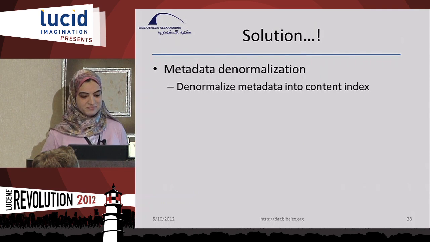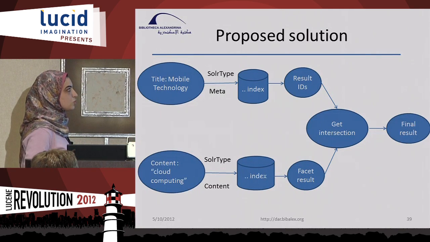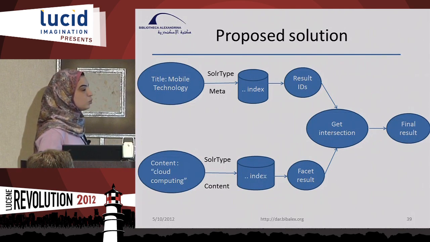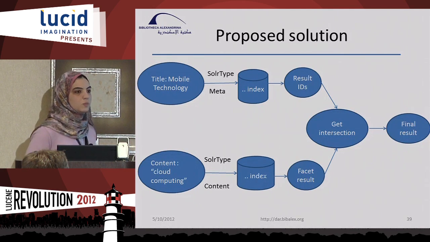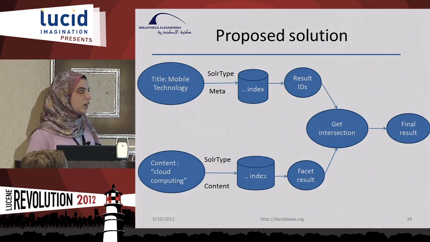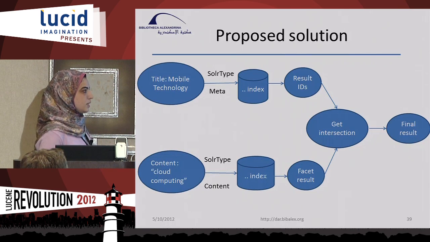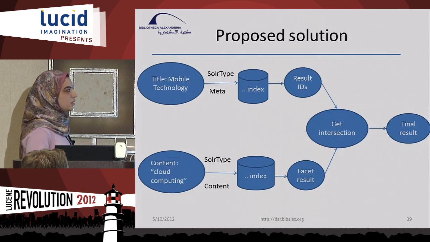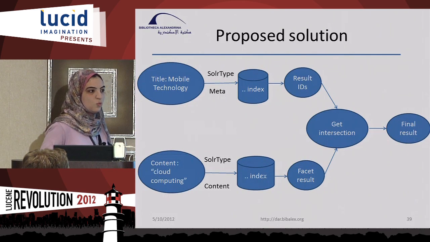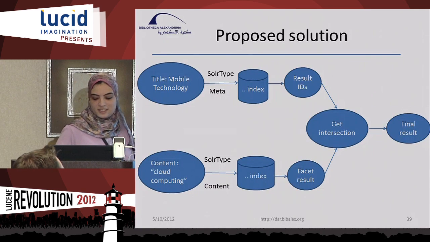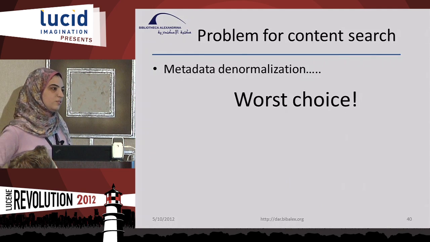Okay. Let's see how it works. For the same example, if I search for title with the same query for Solr type in the metadata, I will get the result IDs. And after denormalizing the metadata within the content, I can get the results of the faceting directly. Okay? But I still have to get the intersections and then get the final results. Okay? It seems working, isn't it?